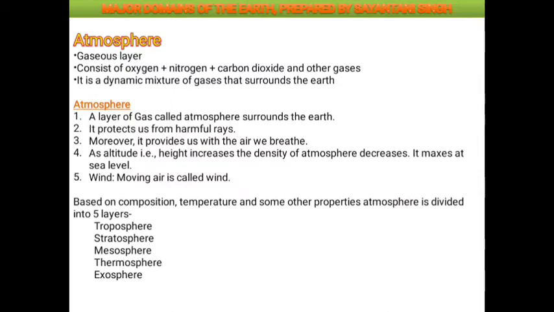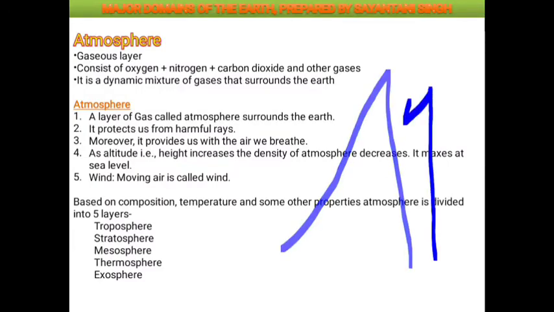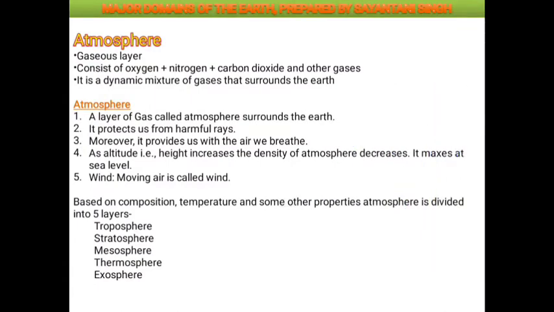The atmosphere is a layer of gas which surrounds the earth. It protects us from harmful UV rays, and it provides us the air that we breathe. As altitude, the height, increases, the density of the atmosphere decreases. Whenever it moves upward, the density starts to decrease. So it is maximum at the sea level, and the moving air is called the wind.